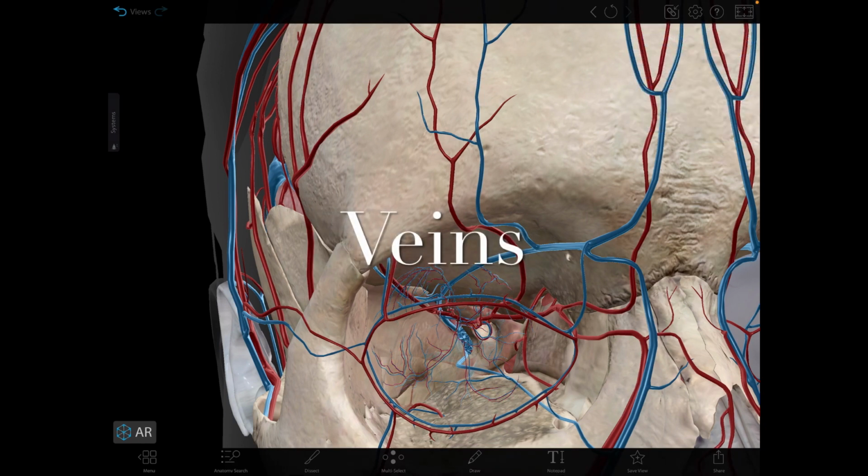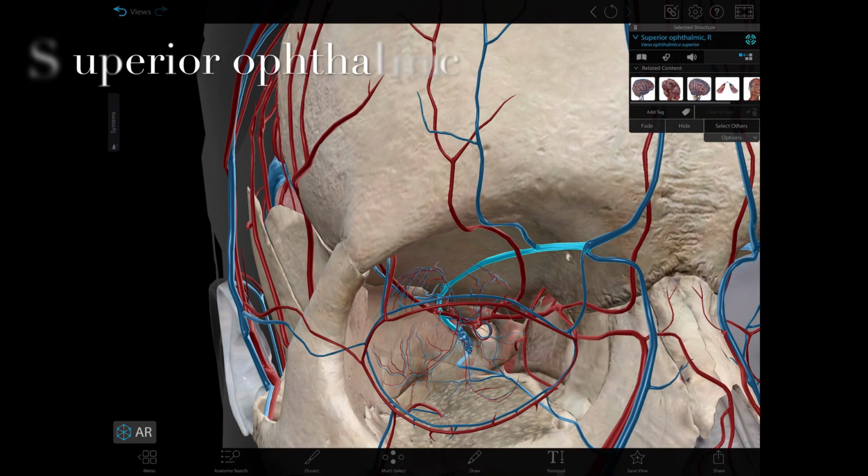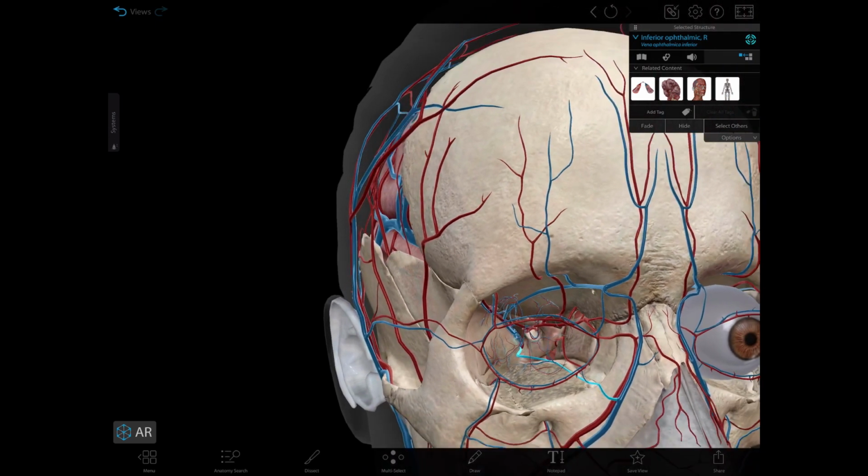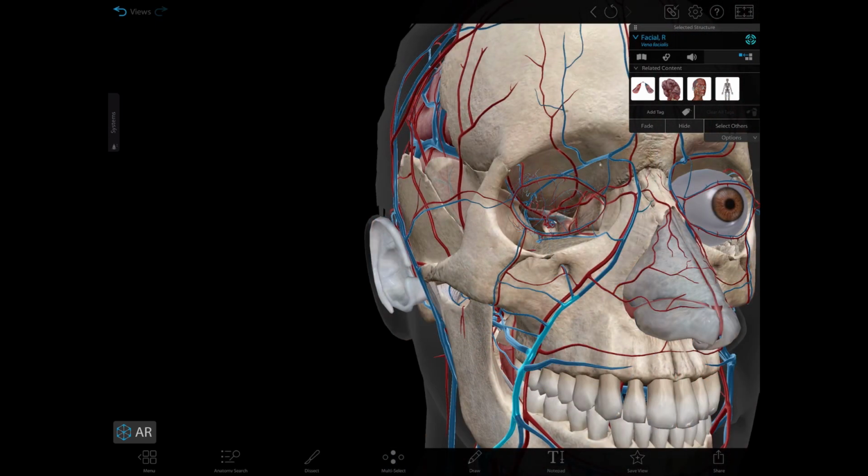Now let's go over the veins. There is a superior ophthalmic vein, which communicates anteriorly with the facial vein, and it's usually joined by inferior ophthalmic veins, and it passes through the superior orbital fissure to drain into the cavernous sinus. And there is also an inferior ophthalmic vein, which communicates anteriorly with the facial vein, which is this one right here. And it communicates posteriorly with the pterygoid venous plexus, and it usually joins the superior ophthalmic vein, but may drain directly into the cavernous sinus.